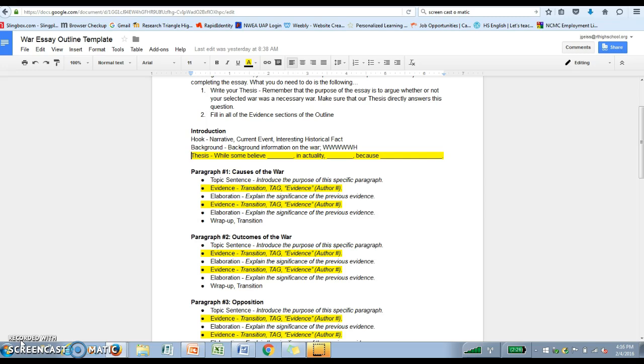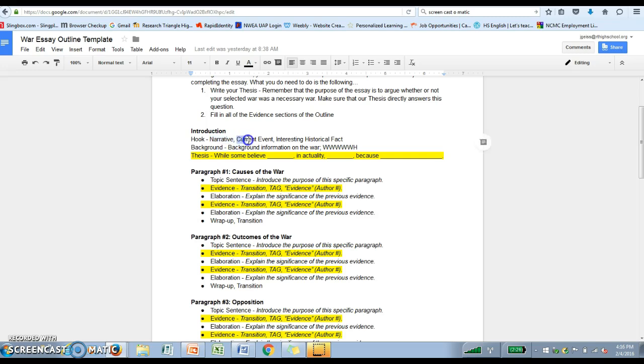For your hook, you can open up your essay with either a narrative, a current event, or an interesting historical fact. Let's talk about what each of those mean. So a narrative is when you open up with some kind of story. It could be a real life story from your life, from the life of someone you know, or a hypothetical story that you use to make a point.